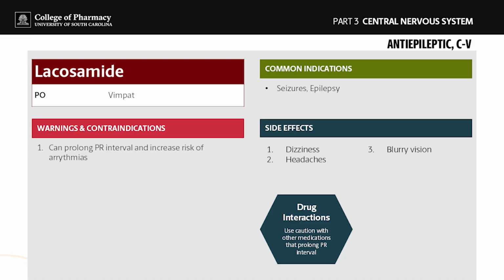The brand name for lacosamide is Vimpat, and the common indication is for seizures or epilepsy. The side effects would be dizziness, headaches, blurry vision, and you want to make sure that you know a warning and contraindication. It can prolong the PR interval and increase the risk of arrhythmias. That is good to know.